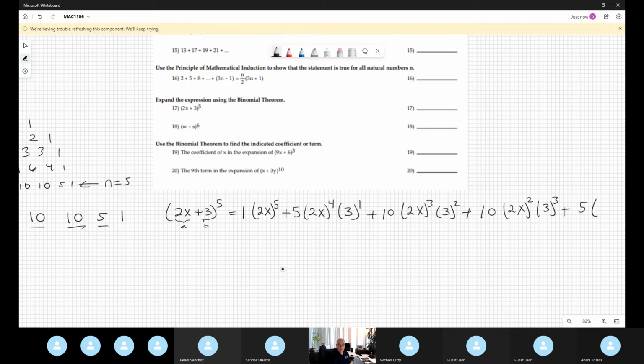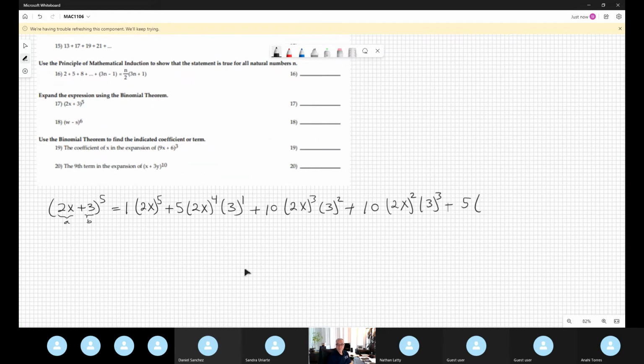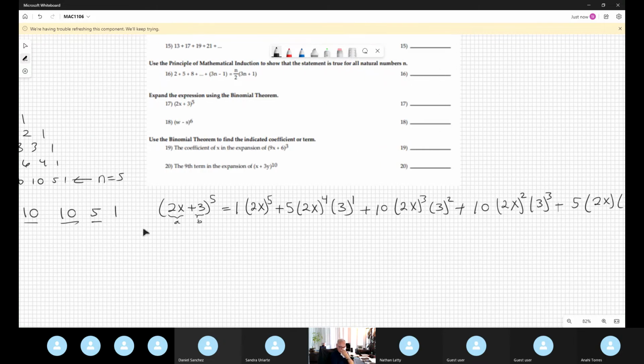Is 2x to the 1 power, invisible. 2 minus 1 is 1. No, 1 is invisible. If you want, put it on all. Invisible. And 3 to the 4 power. And we have one more, because this coefficient is 1. Which is 3 to the 5th power.